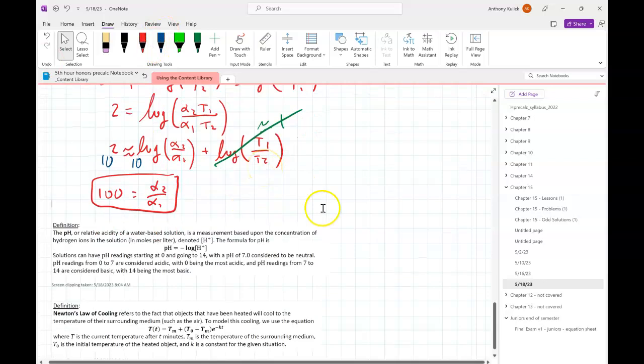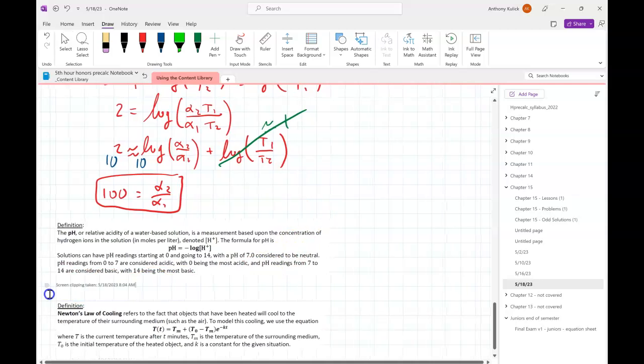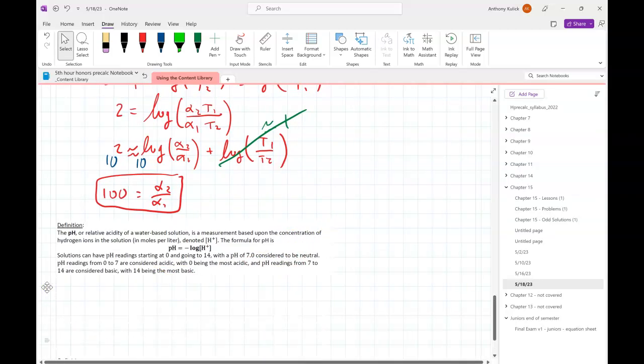Everybody happy with what we did there? A little bit tricky because there wasn't a lot of information given and you had to make some assumptions along the way on how to discard some of those variables that we didn't have values for. But once you've seen that trick for that kind of a problem, it's not too bad.